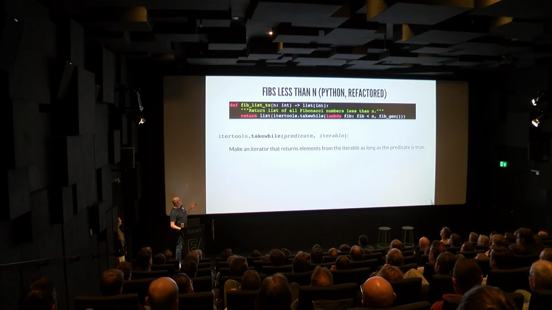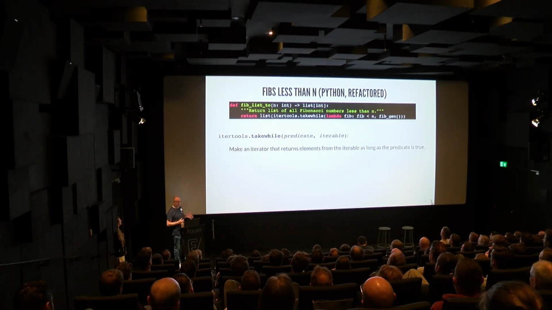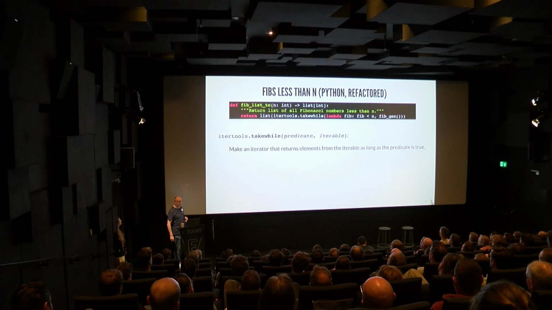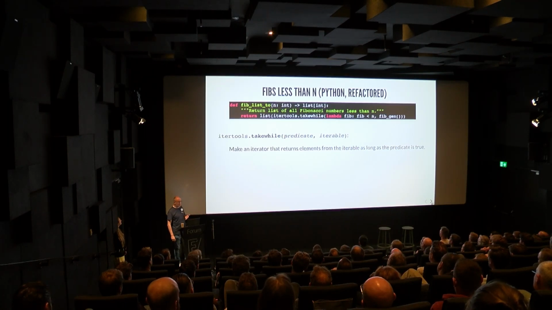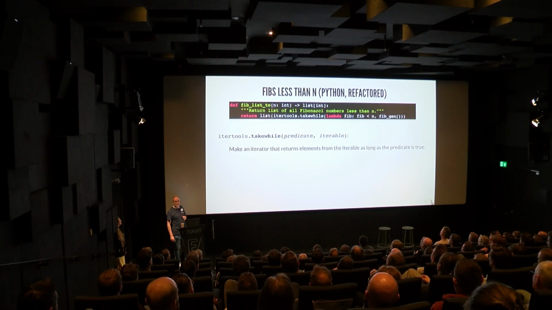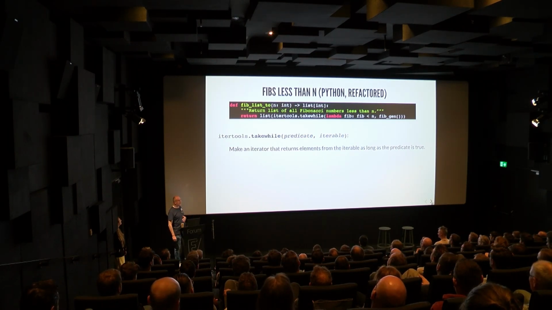So then the function is reduced to this one-liner. The predicate function is this lambda expression: your current Fibonacci number, as long as it's less than the threshold that you provided. You pass on these values from the Fibonacci generator, and you collect them in a list, and then you return the list. So that's the first function reduced to this one-liner.